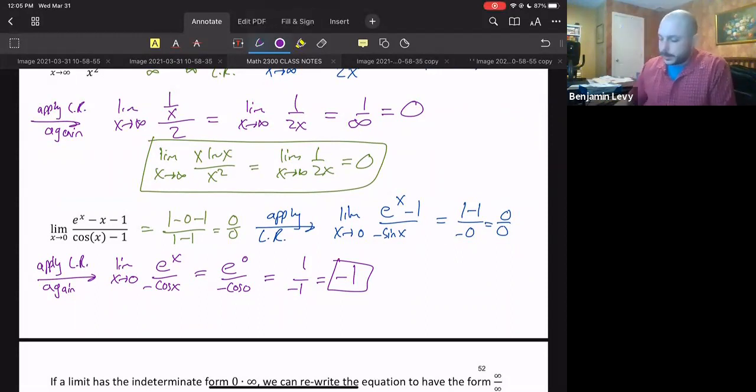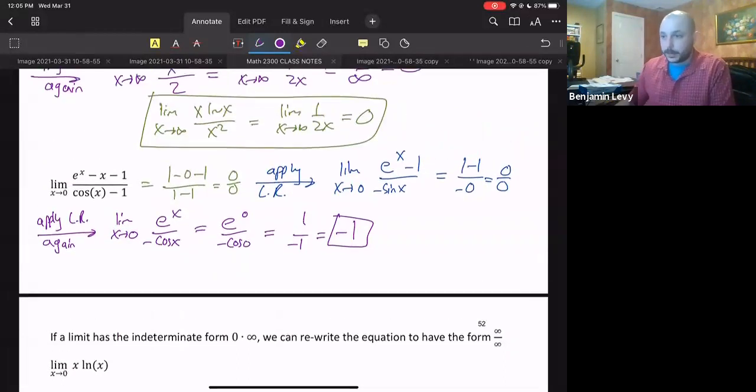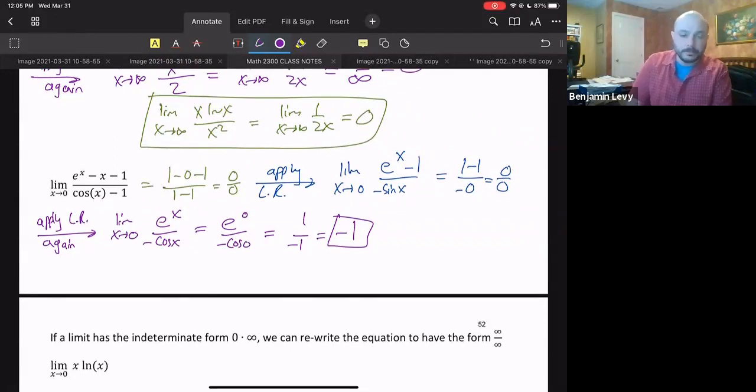Thoughts about this rule? You know, you can see we're going to explore it a little bit more in some of the other indeterminate forms, but it's really no different than what we're doing right here. It's just going to be similar to this, just a little bit different. Questions about this?